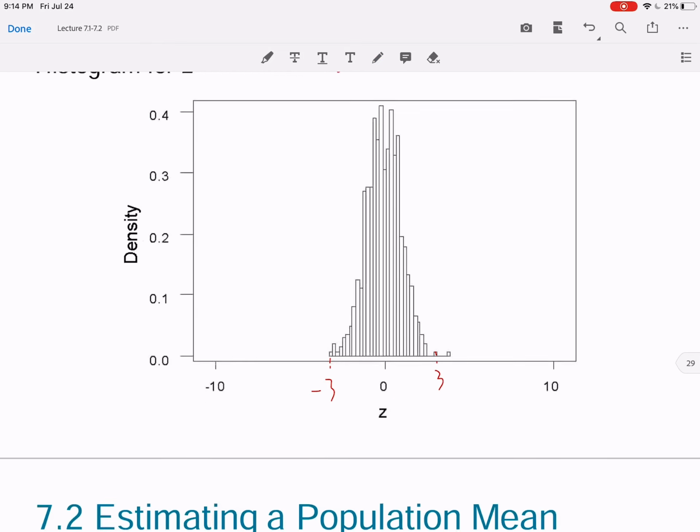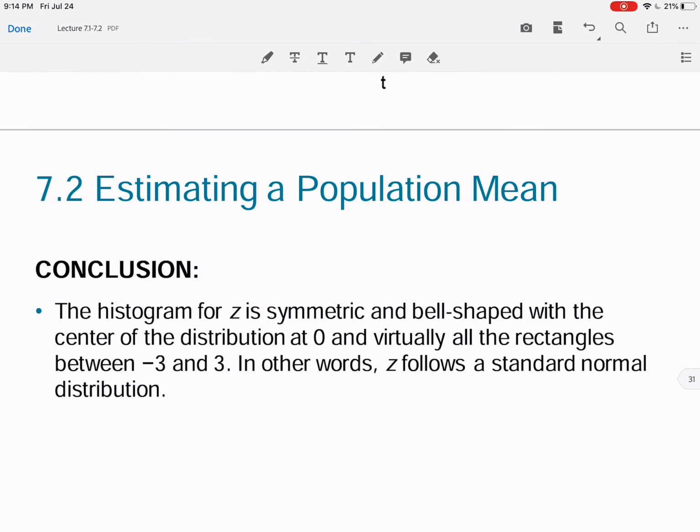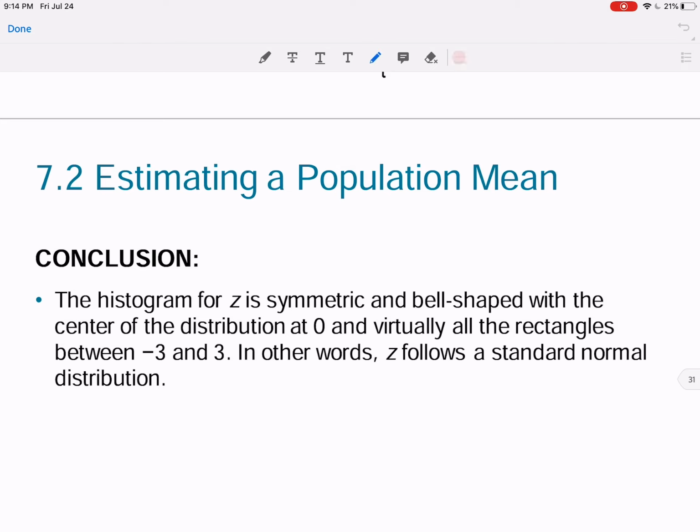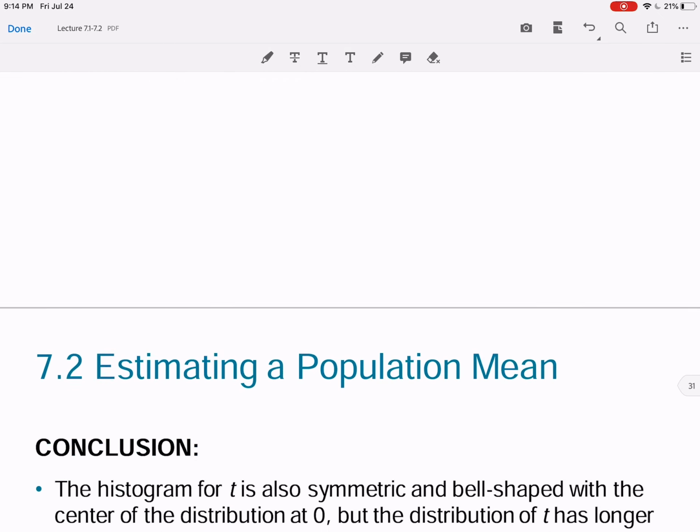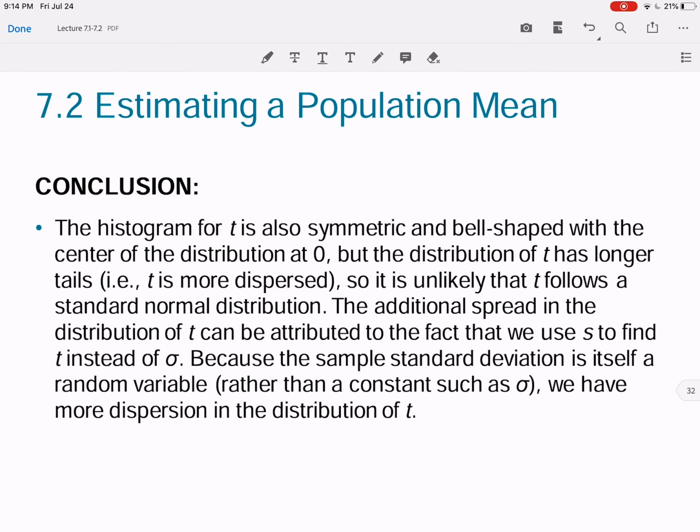Now let's take a look at the conclusion here. The histogram for Z is symmetric and bell-shaped with center of distribution at 0 and virtually all the rectangles between -3 and +3. In other words, Z follows a standard normal distribution. So this is pretty much the same as what we went over in a previous video about the standard normal distribution.